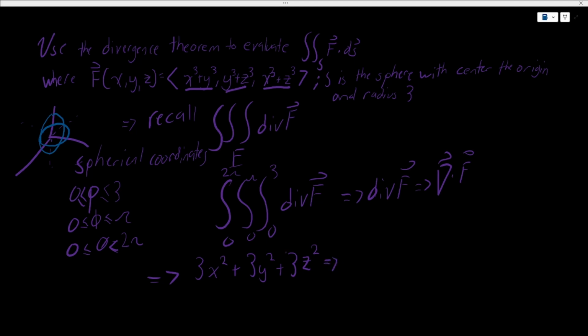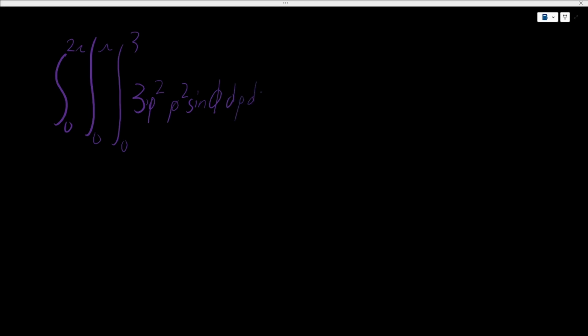Because we're using spherical coordinates, we can recognize that 3x squared plus 3y squared plus 3z squared is just going to simplify to 3 rho squared. Now, if we set up our triple integral from 0 to 2 pi, 0 to pi, and 0 to 3 of 3 rho squared, and don't forget our Jacobian for the spherical coordinate system, which is just rho squared times sine phi. And then, of course, we have our d rho, d phi, d theta.